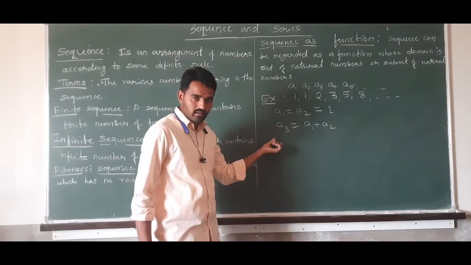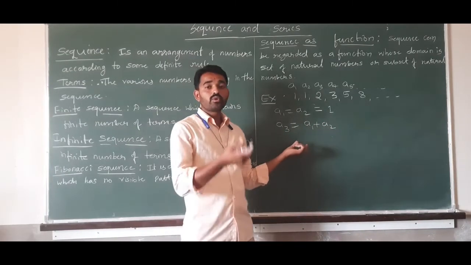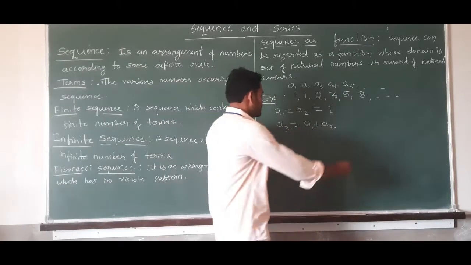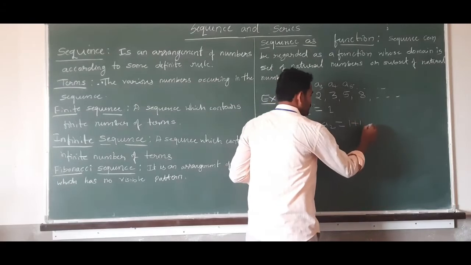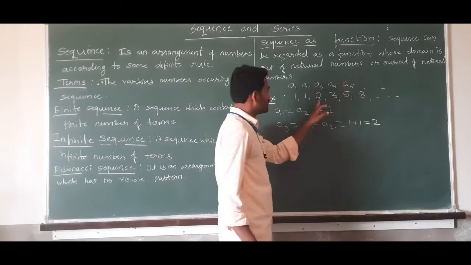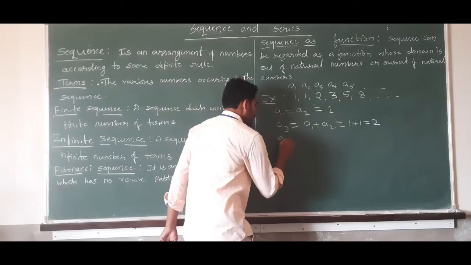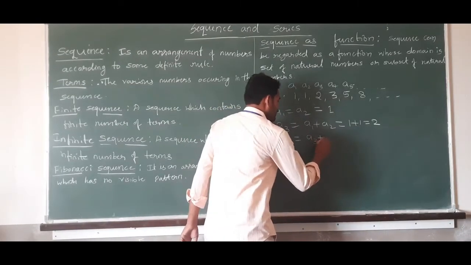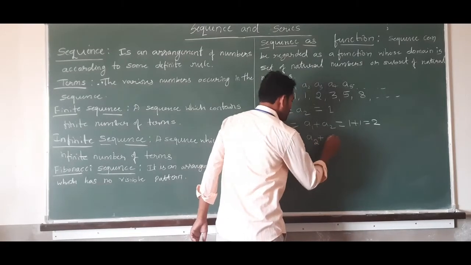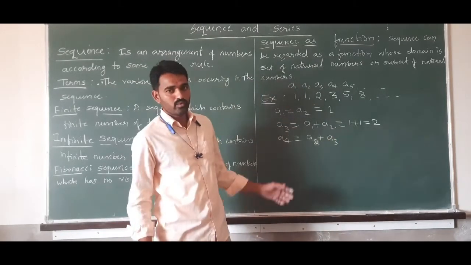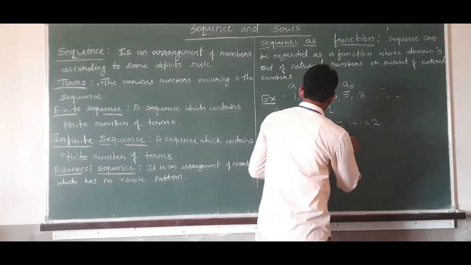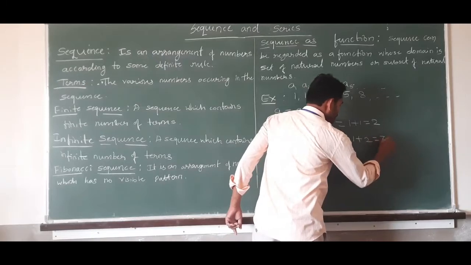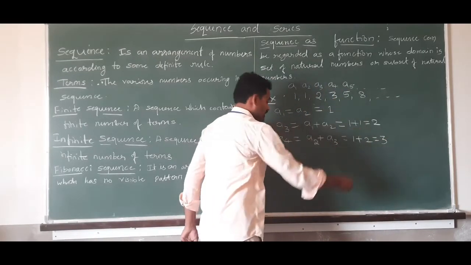a3 means the third term. The third term is the sum of the two preceding terms. So a1 plus a2, where a1 is 1 and a2 is 1, is equal to 2. So the third term is 2. Similarly, the fourth term a4 is equal to a2 plus a3, the sum of the two preceding terms. So a2 is 1 and a3 is 2, which is equal to 3. So the fourth term is 3.